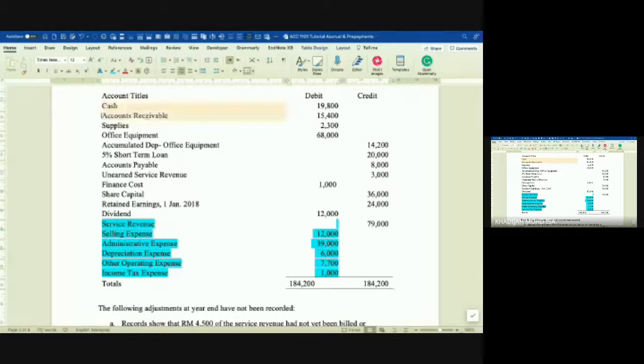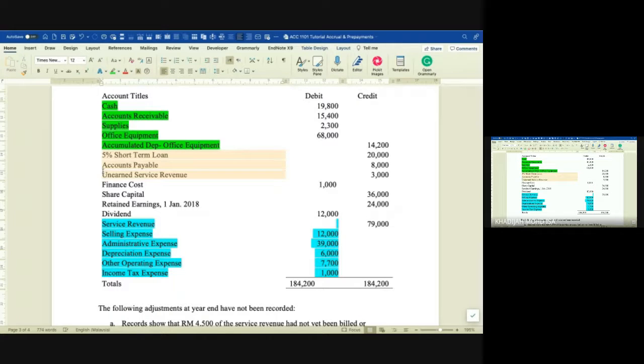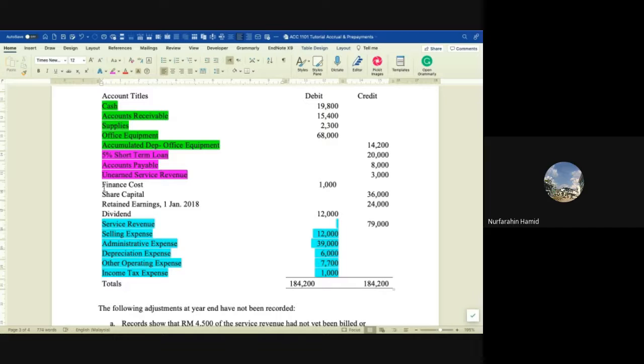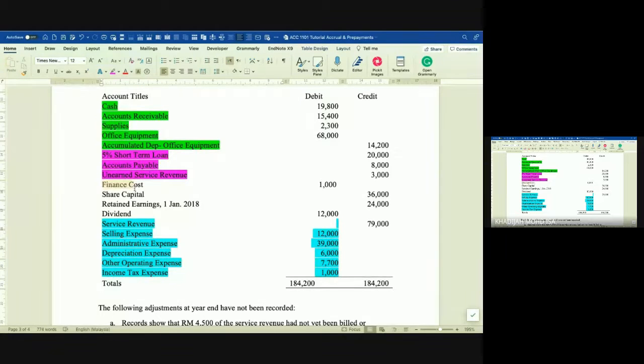And these are part of your asset. So asset, I put it as green. And then this is your liability. Oh, sorry, finance cost. What is a finance cost? Is it a liability? I think it's an expense, right? But I do not know why it is there. It should be at the bottom. Yeah, finance cost is an expense, and then you have share capital, retained earning, and dividend, which is part of the statement of retained earnings.